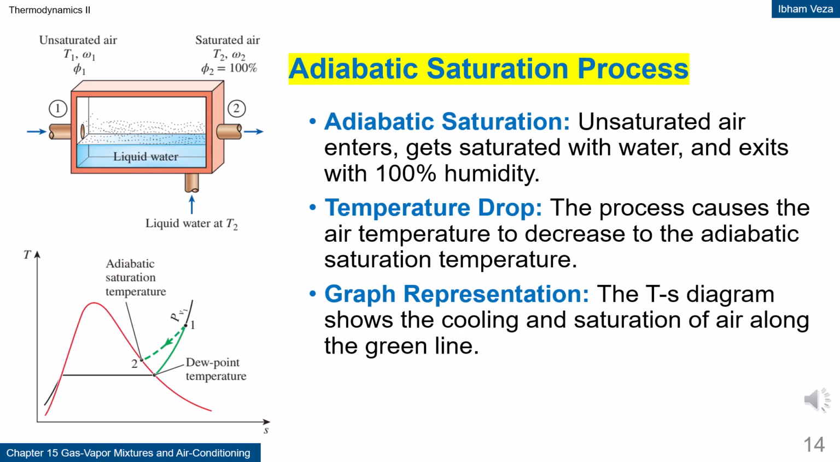Adiabatic saturation process. In this process, unsaturated air enters and leaves in a saturated condition. During the process, there is no heat transfer to the surroundings, so it is called adiabatic. The air temperature decreases until it reaches the adiabatic saturation temperature. The TS diagram shows the path of cooling and humidification.